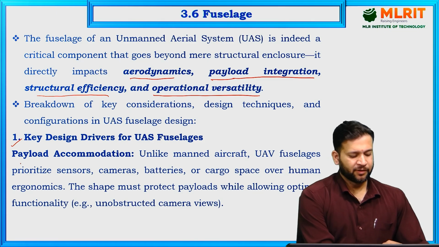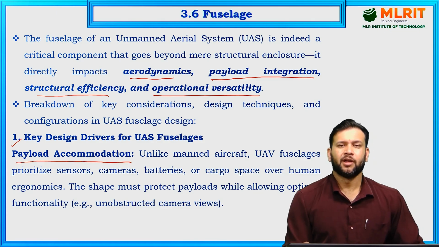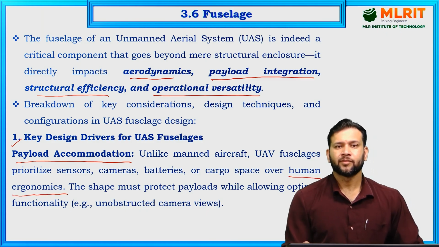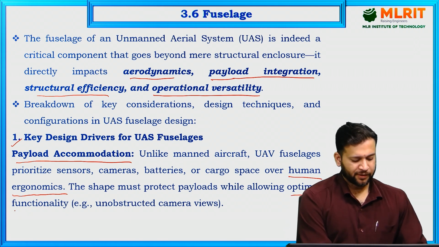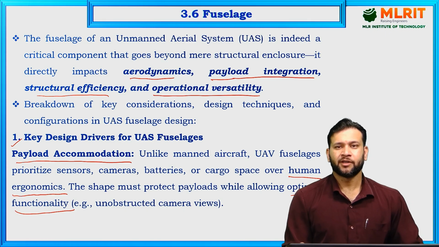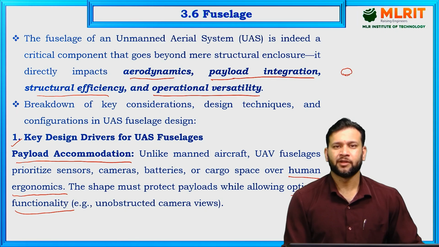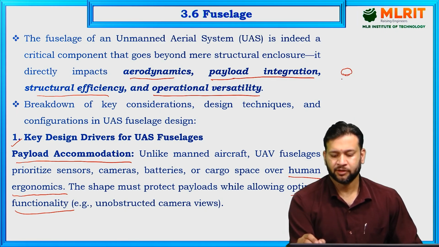Here, the major one is the payload accommodation. Unlike manned aircraft, UAV fuselages prioritize sensors, cameras, batteries, or cargo space over human ergonomics. The shape must protect payloads while allowing optimal functionality. Example, unobstructed camera views. Whenever we are placing the camera beneath the unmanned air vehicle, suppose this is my front view, if I'm seeing it here, it shouldn't affect the design and contour of the fuselage at this part.